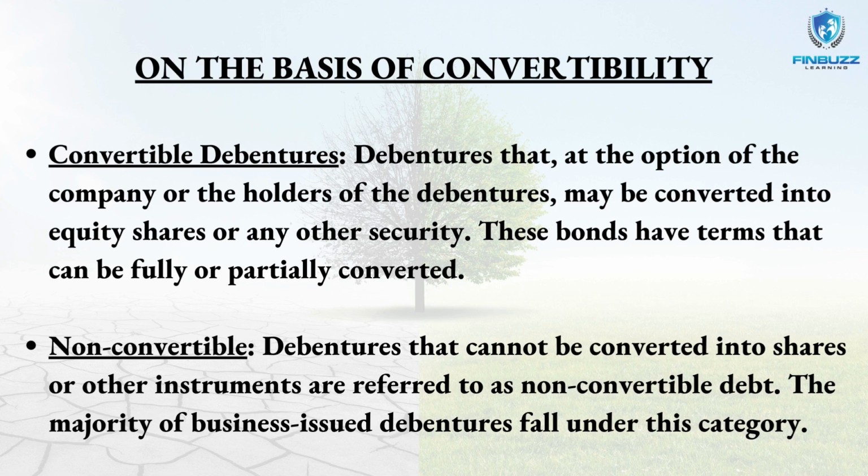So, the first type is convertible debentures. Convertible debentures are those that can be changed into equity share or any other security at the discretion of the business or the debenture holders. These bonds have either full or partial convertible terms. The second type is non-convertible. The non-convertible debentures are debentures that cannot be converted into shares or other securities. This category includes the majority of debentures issued by businesses.